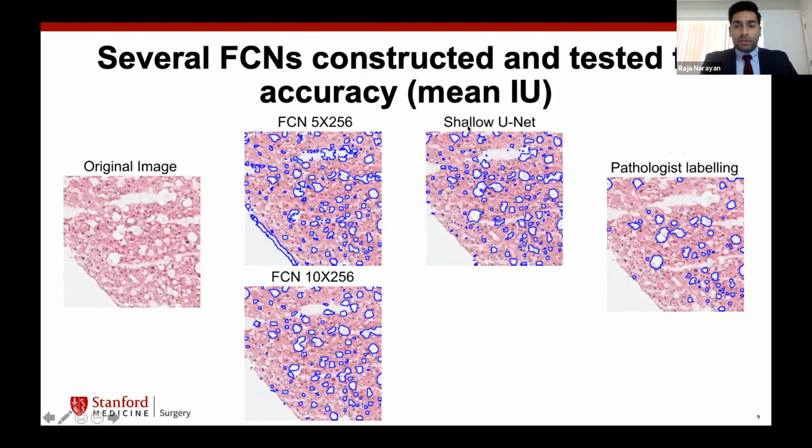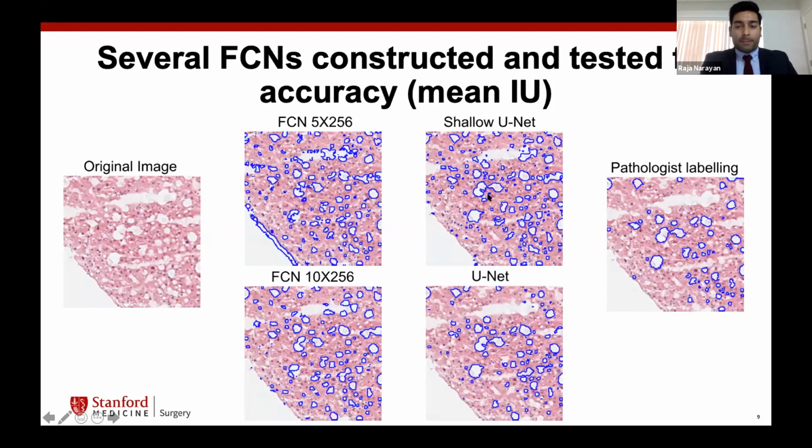A more complex version than that, also a fully convolutional network, but with the name shallow UNet, seemed to overcall less than their predecessors, but still more than the pathologist labeling. And lastly, a more complex version of the shallow UNet, a deeper version, simply known as UNet, seemed to overcall the least, and at least visually seemed to represent what the pathologist had labeled the most of the examples I've shown here.